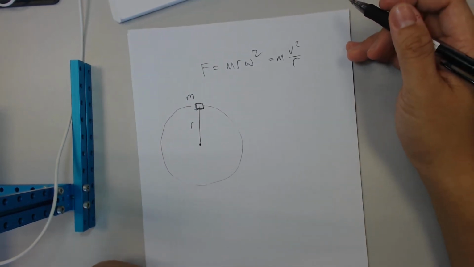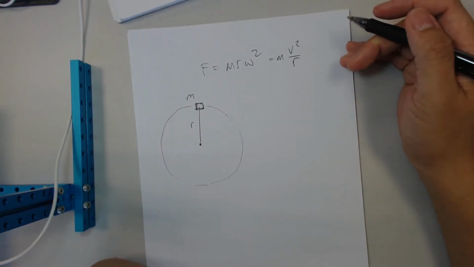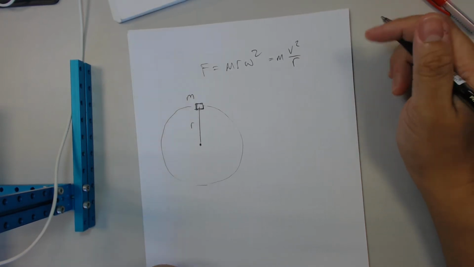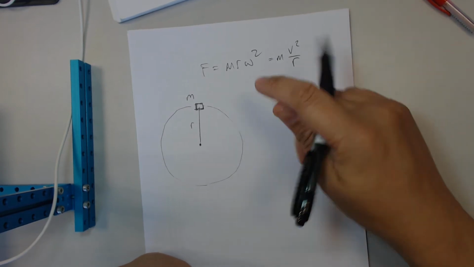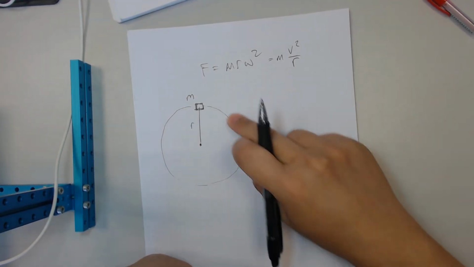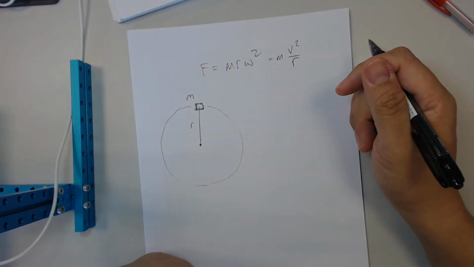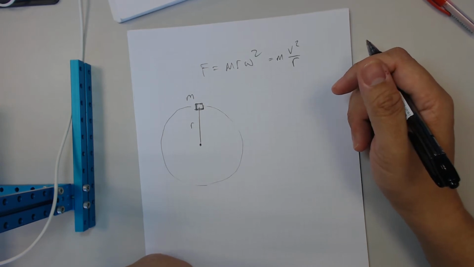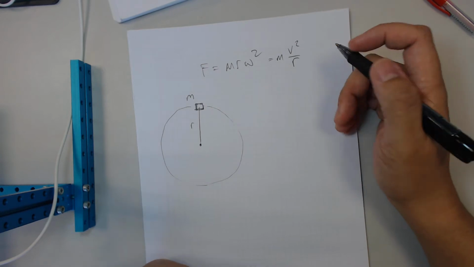Alright, this is the last topic of the Mechanics 2 module. It's about centrifugal forces. The idea is that if an object of mass m is undergoing circular motion, it will have a centrifugal force and a centripetal acceleration.